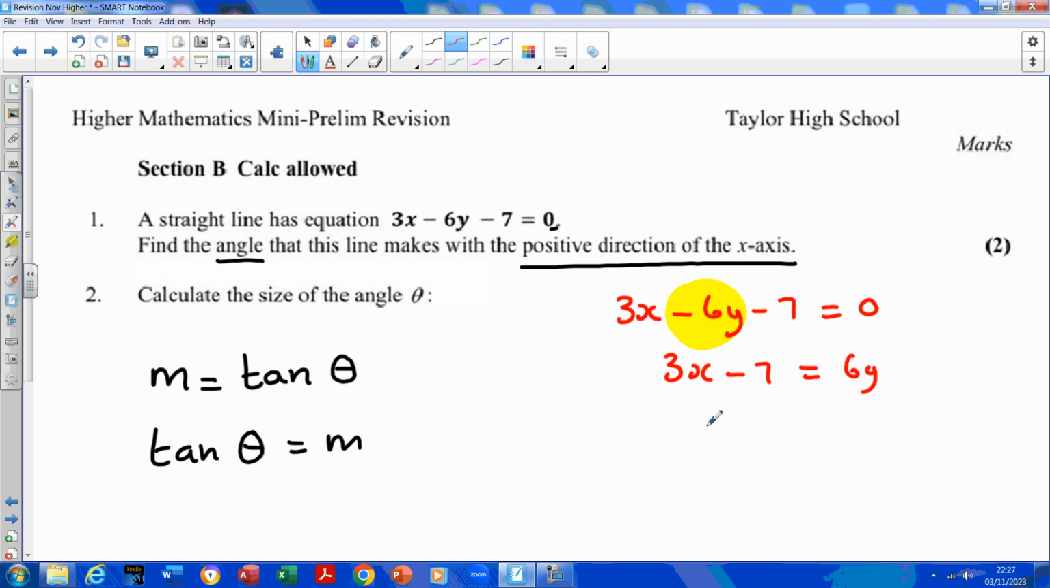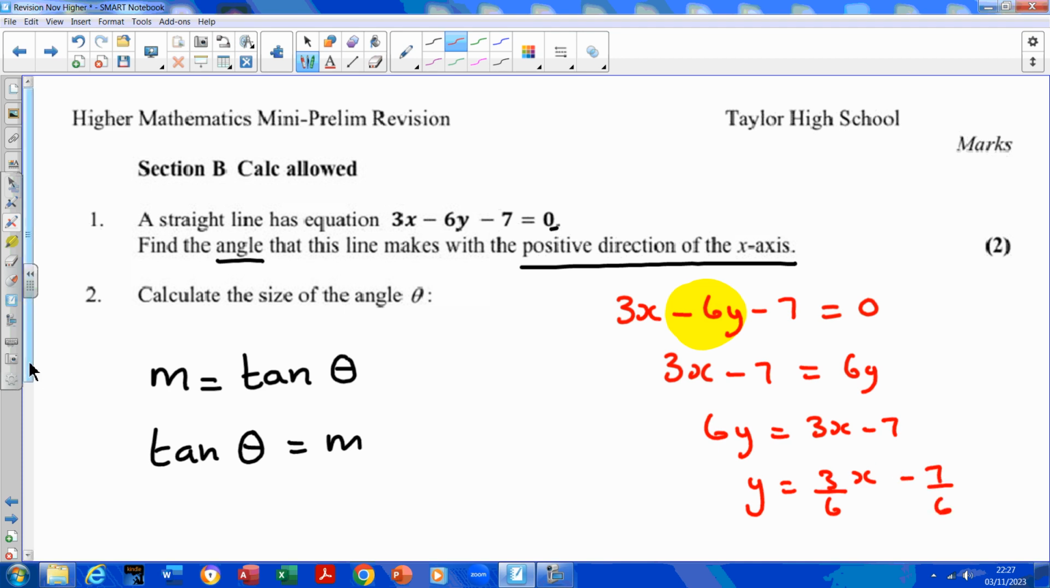I can now read it round the other way. 6y is equal to 3x minus 7. I don't want 6 times y, so I'm going to divide by that 6. So y is equal to 3 over 6 x minus 7 over 6.